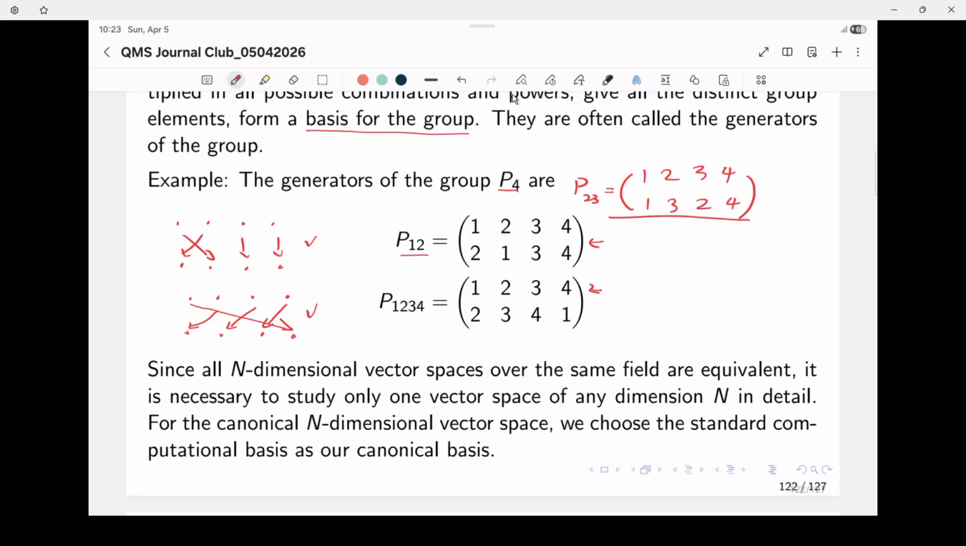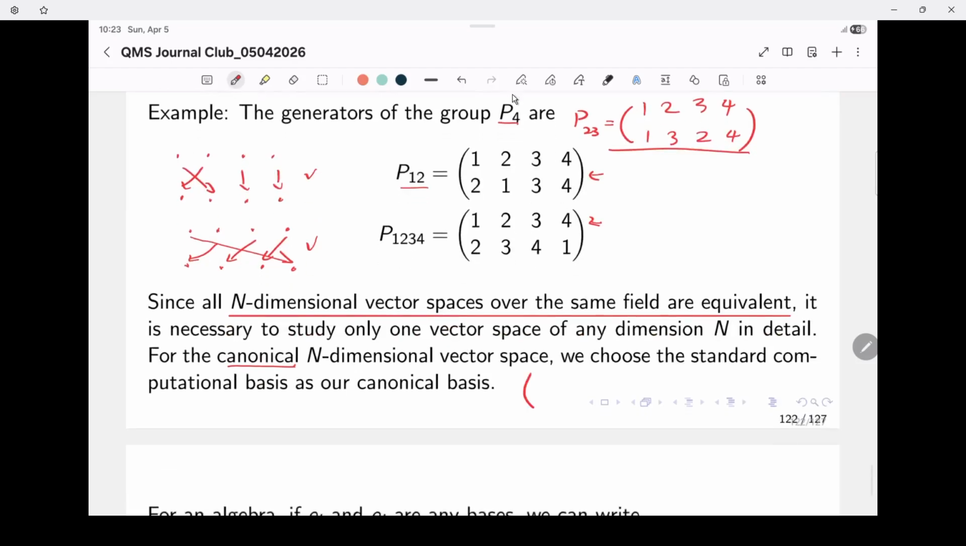So again, going back to vector space, because all the n-dimensional vector spaces over the same field are the same, you just need to study one vector space, and then you basically know all the properties for n-dimensional vector spaces over the same field. Okay, so we have what we call the very standard or canonical n-dimensional vector space. What we usually choose is this kind of computational basis.